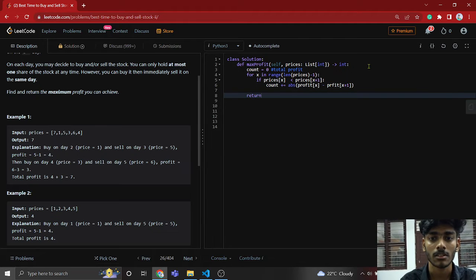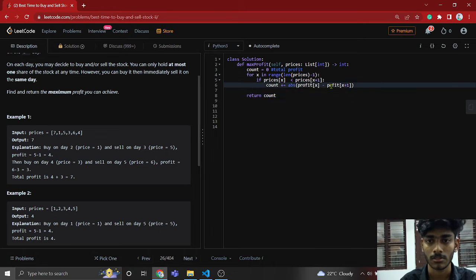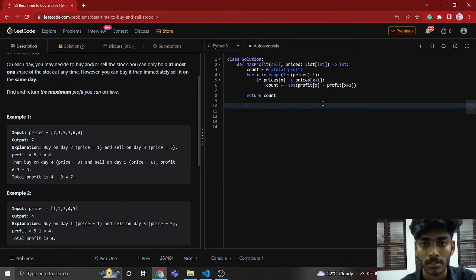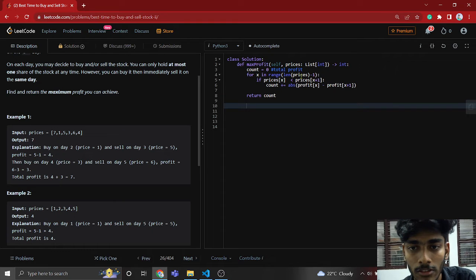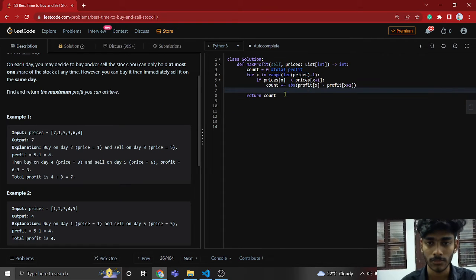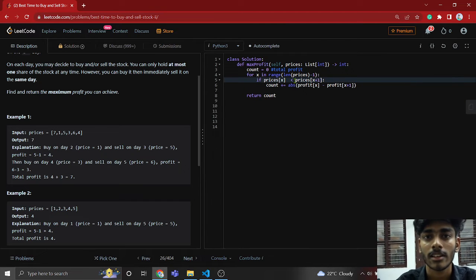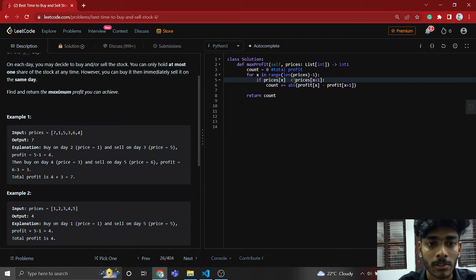You can return the count. Let's see how it works. Let's see if there are any errors. Count is 0, for x in range length of prices. The way it works: on prices of x, that is x equals 0, prices of 0 means 7 is less than 1? No, it's false, so it moves, and the pointer x will be at 1, and x plus 1 is 5.